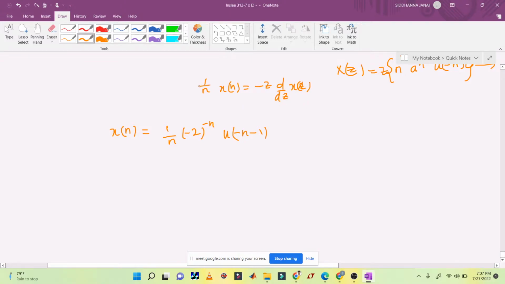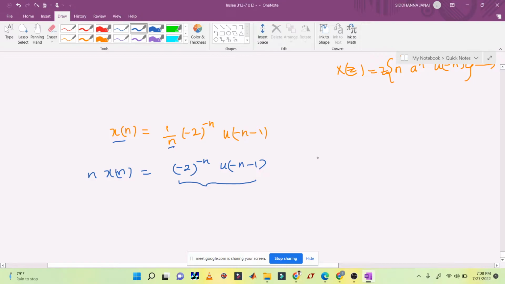Okay, but what about 1 by n? So to solve this, as I have already explained yesterday, we have to choose another method. Let me multiply this n on this side, n into x of n. This is equal to minus 2 to the power minus n u of minus n minus 1. Okay, now we will find the z transform of this one, then we will equate it to minus z d by dz of x of z.